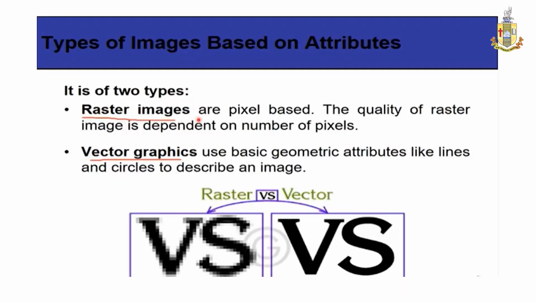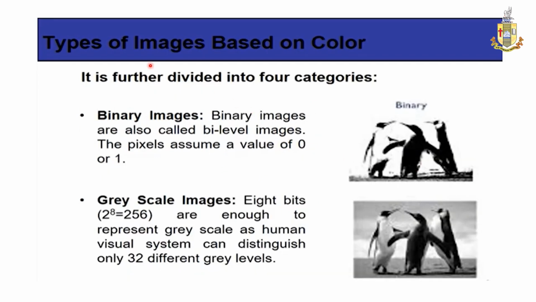Generally, raster images or pixel-based images consist of a finite number of pixels. Vector image is nothing but representation of geometric attributes like line, circle, dots, etc. Based on color, we may have different categories of images. Binary image, so this consists of only two colors. One is a black color and another one is a white color.